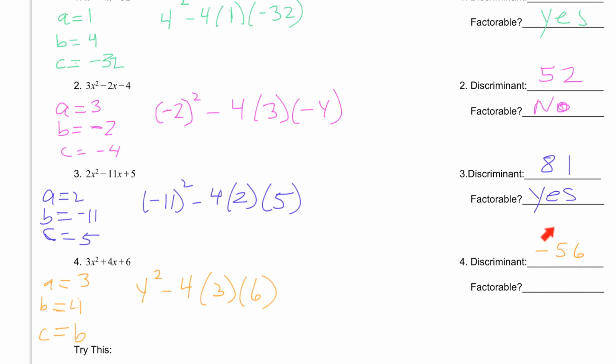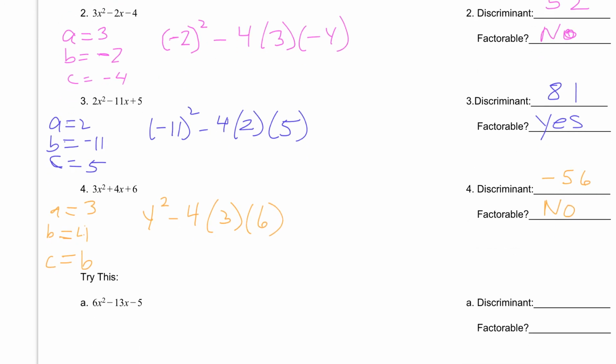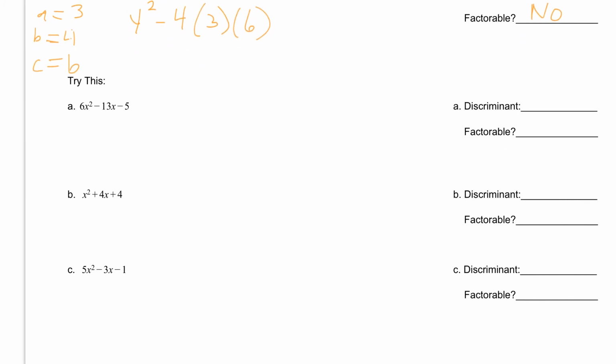Negative 56 is not a perfect square. Any discriminant that's negative is never going to be factorable. So this negative 56, is this factorable? Your answer is no. Again, it doesn't matter if 56 is a perfect square or not because it's negative. Next, I'd like you to do a few on your own. So you can pause it now, unpause it when you're ready to check your answers.